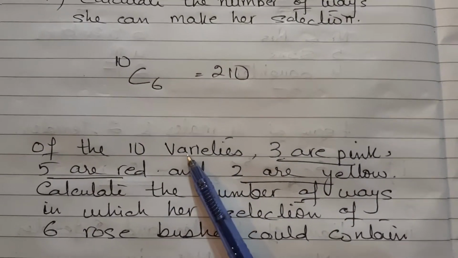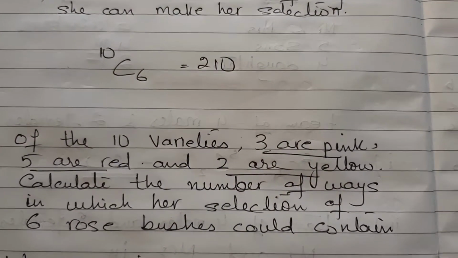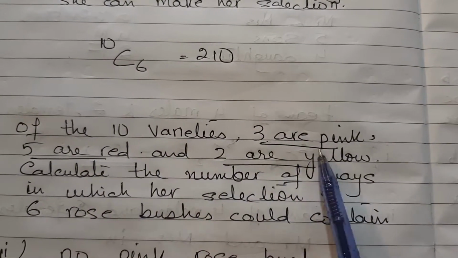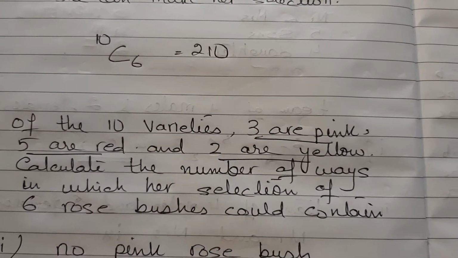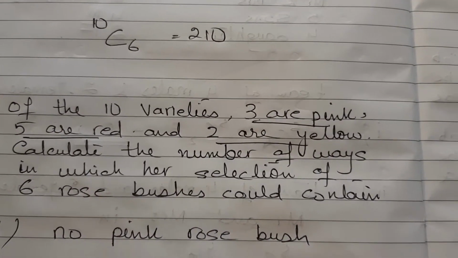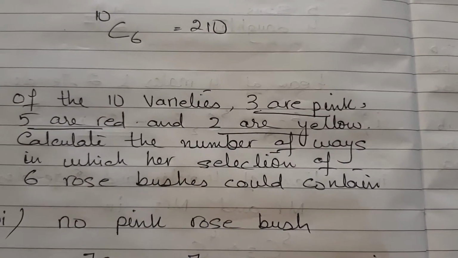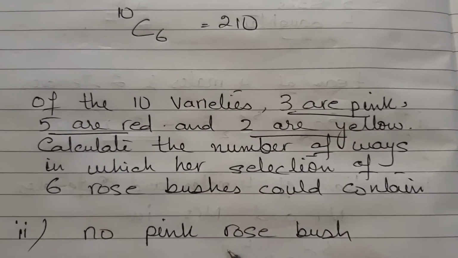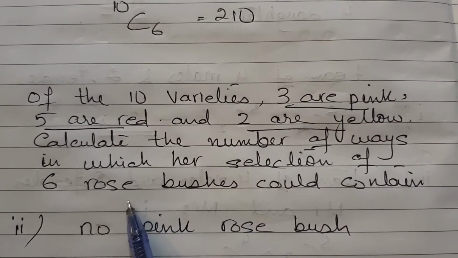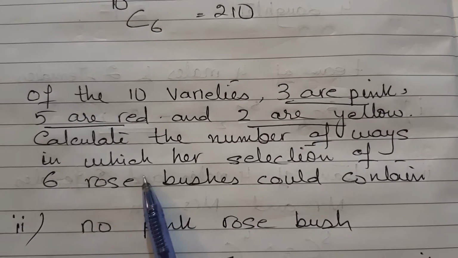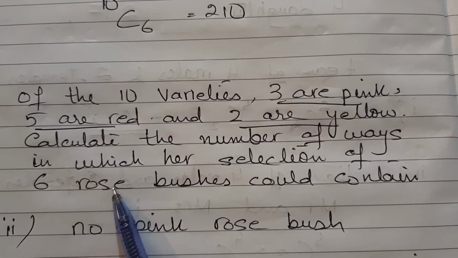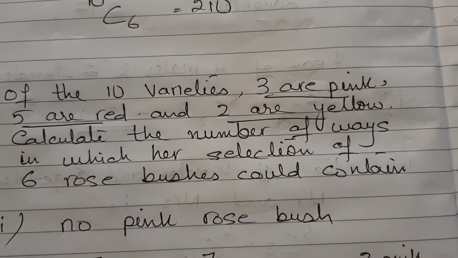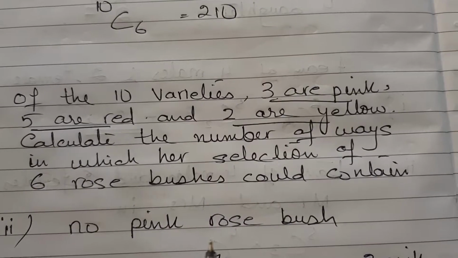Out of those 10 different varieties which are at garden center, there are 3 pink, 5 red and 2 yellow rose bushes, and gardener have to select 6. Now there are 2 conditions given in the question. I'm not showing you the solution, so let's see what do you think. So first condition is that when gardener is selecting 6 rose bushes, there should be no pink rose bush in it. So what do you think the way to select?